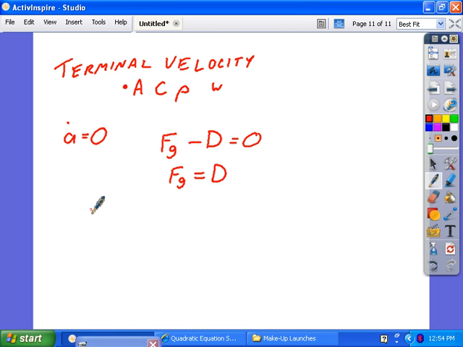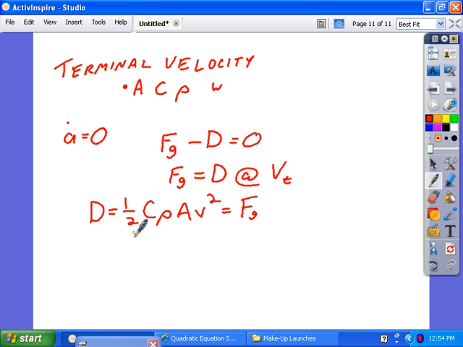So we're going to go back to the same equation that we had here. Drag equals 1/2 c rho A v squared. And force due to gravity is just mass times acceleration due to gravity. I'm just going to leave it as this. But if drag equals force due to gravity at terminal velocity, then that's going to equal the force due to gravity.